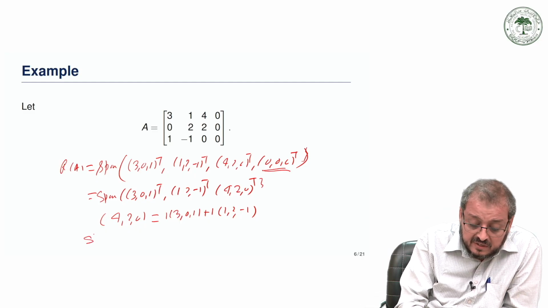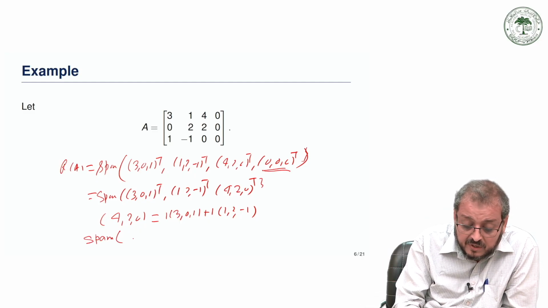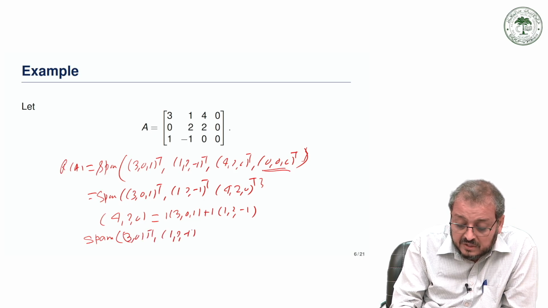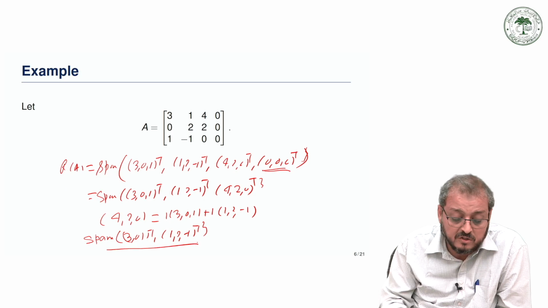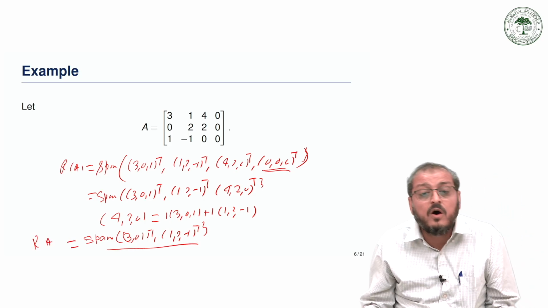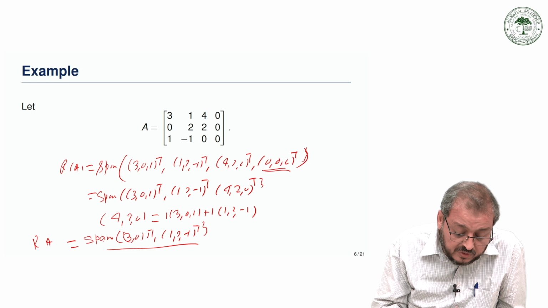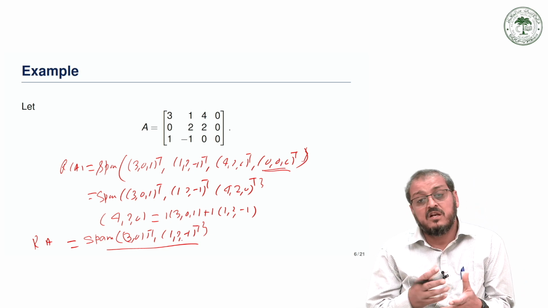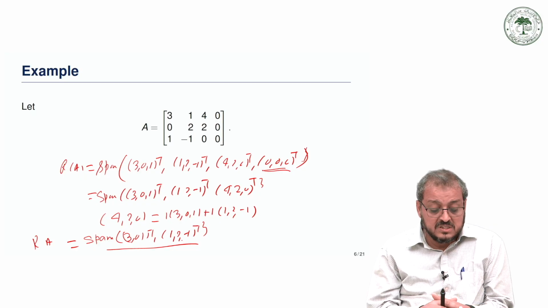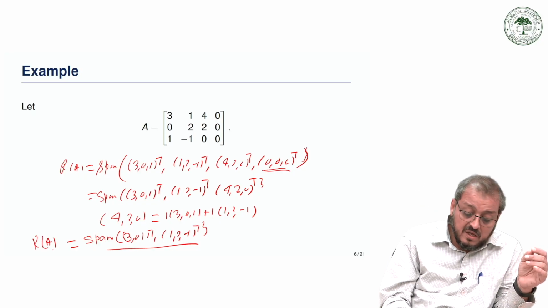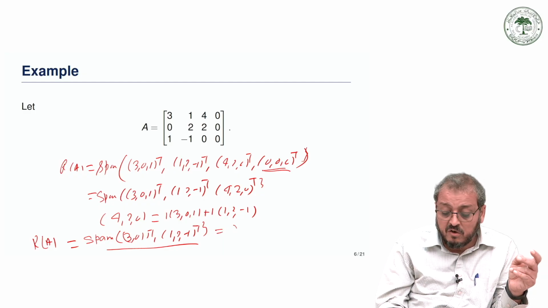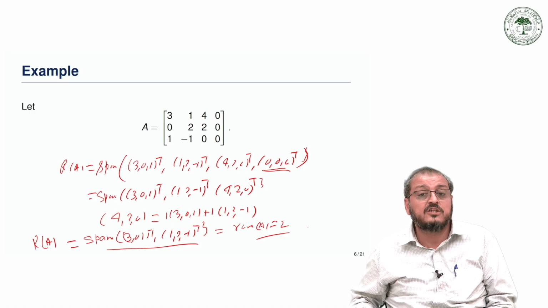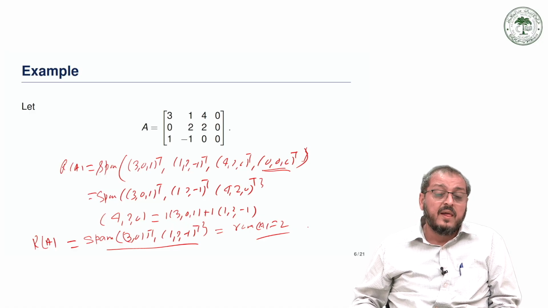If these three vectors are linearly dependent, then we can write the span of this as nothing but (3, 0, 1) transpose and (1, 2, -1) transpose. Then the range of A is clearly in this form. Now we check that these two vectors are clearly independent because none of them is a scalar multiple of the other. So this is linearly independent, and this is the span. Now we can say that the rank of this matrix A is equal to 2, since in the span we have only 2 elements.